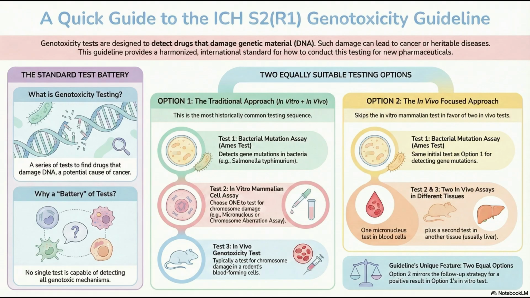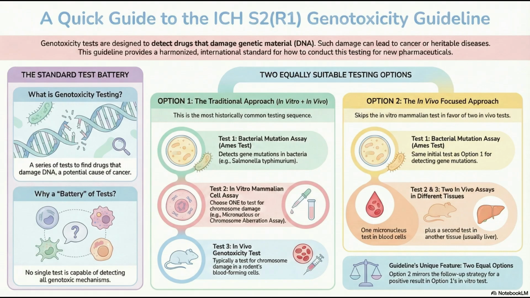Okay, that frames the rationale perfectly. Now let's look at the structure. The guideline presents two paths forward, two equally suitable testing options, which is a key concept to memorize. We've called them option 1, the classic, and option 2, the in vivo focus. And both options are 3-test batteries, and they both start identically.